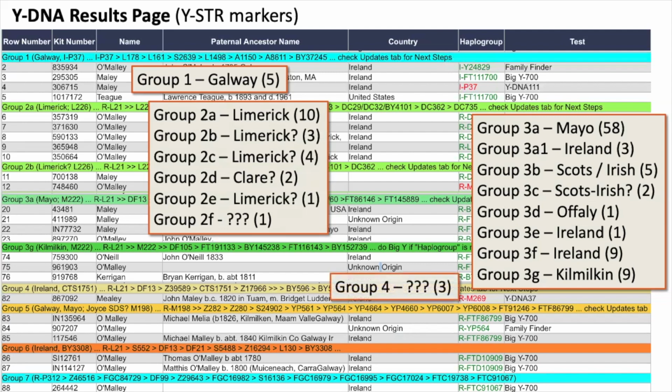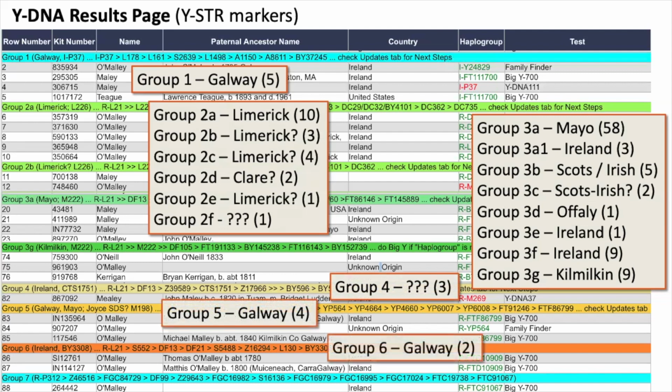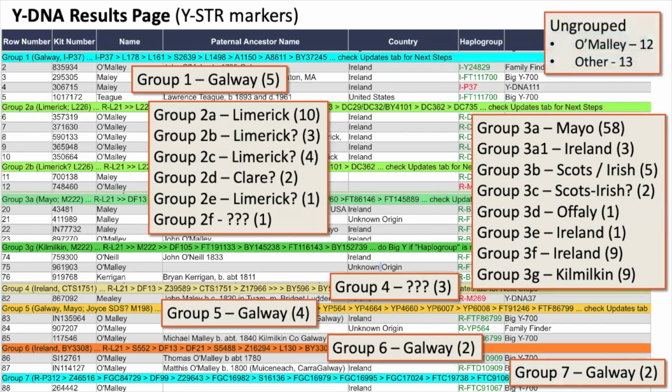Group 4 has 3 people in it. We're not sure exactly where they're from. Group 5 has 4 people, probably from Galway originally. Group 6 probably from Galway, and Group 7 probably from Galway originally. But again, we're dealing with just 2 people, very small numbers, and really we need more testers to join these groups to actually come up with an idea of where they came from. And then there's 12 O'Malleys that are currently ungrouped, because they don't actually match anybody else in the project. But as soon as somebody joins the project that does match them, we'll take them out of the ungrouped, and those 2 people will now form a new genetic group within the project.